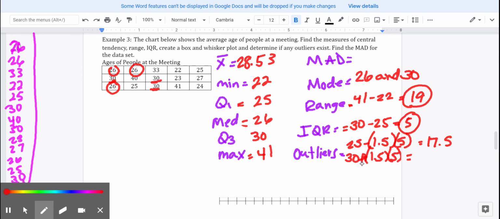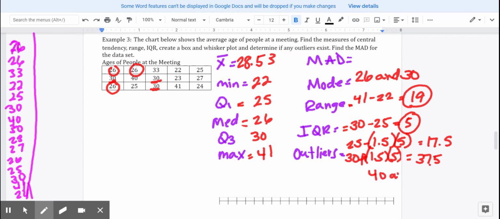Remember, it's 30 plus 1.5 times 5, which should give me 37.5. So now I'm looking for any number in my data set that is 37.5 or higher. If I look, we have two values that are 37.5 or higher, and that is 40 and 41. So both of those will be my outliers.